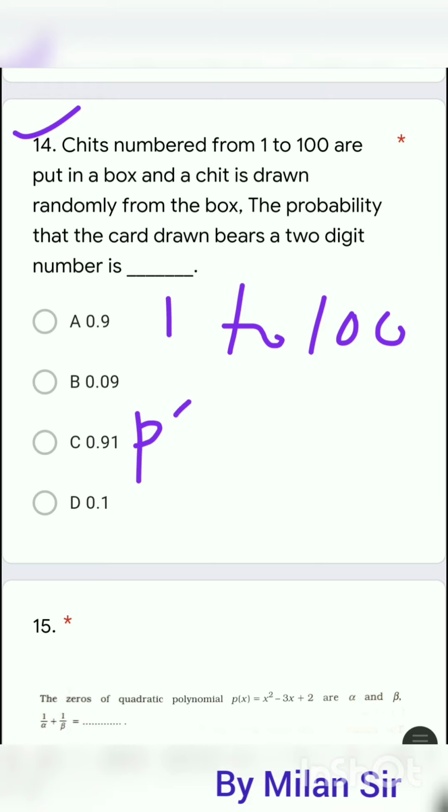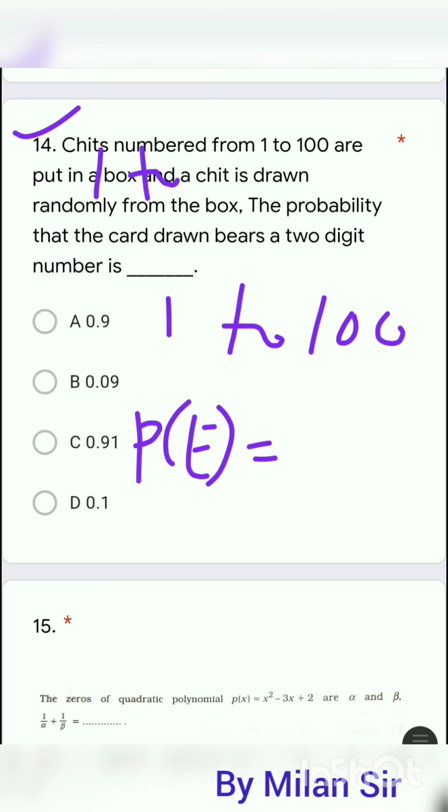Okay, so the probability of event A is equal to favorable outcomes in the numerator divided by the total number of outcomes, right? Now here for favorable outcomes, we need to find the probability for a two-digit number, right? So total how many two-digit numbers are there in 1 to 100? In 1 to 100, total 100 numbers are there, right?